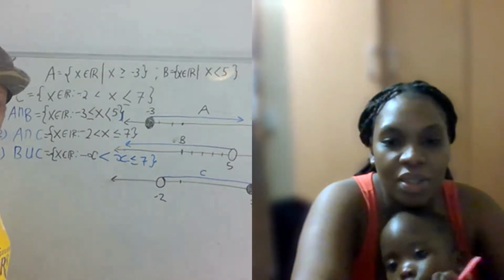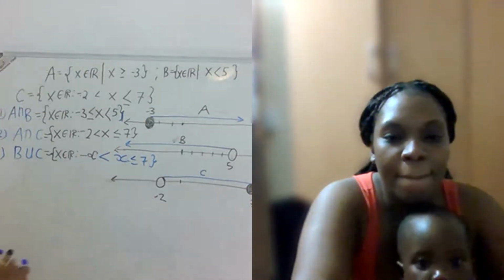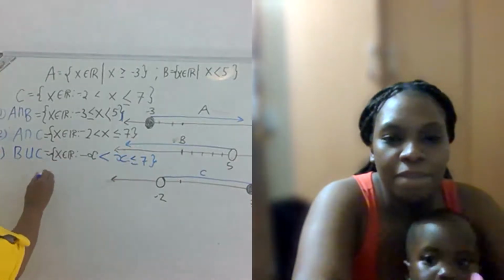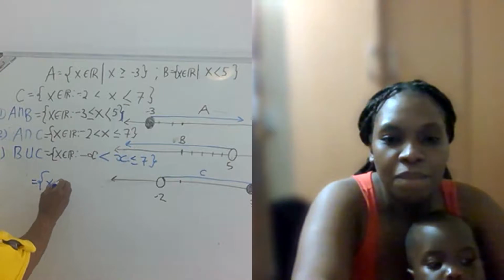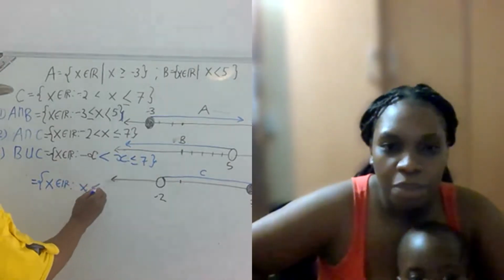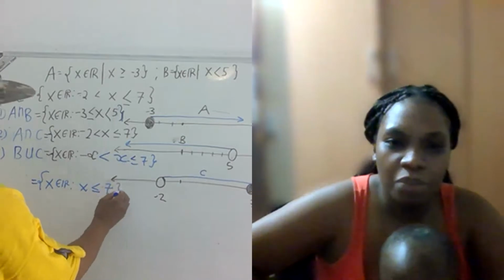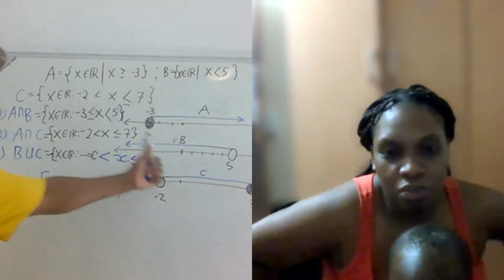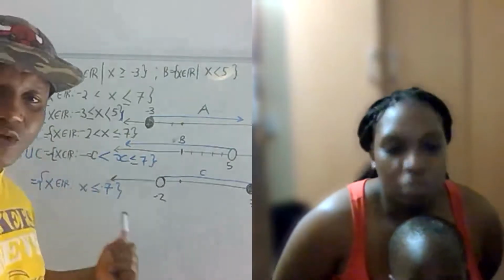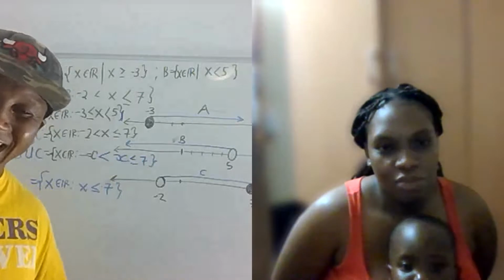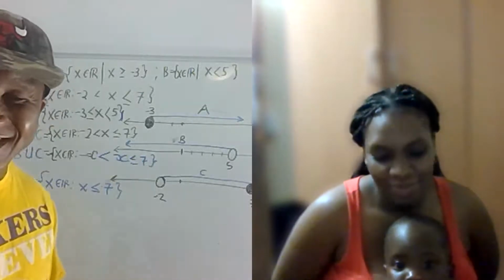So you see how they wrote it here in the option. Since it starts from negative infinity to 7, someone could have said, I can write it like this: x is an element of real numbers, whereby x is less than or equal to 7. The same is there, because it starts from including 7 all the way to infinity. So this is also very acceptable.